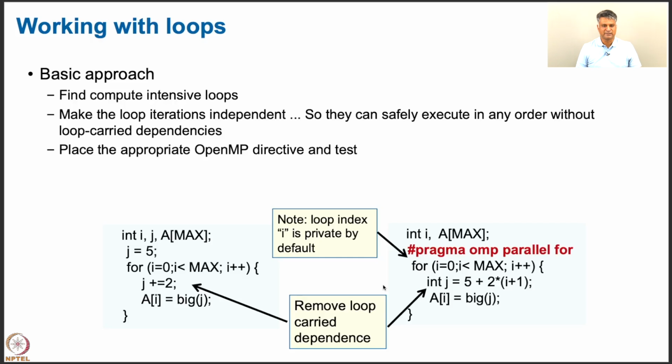If you look at a simple programming snippet over here, where I am adding the number 2 to every value of j, I can make it into a parallel program by using this directive over here. So we try to remove the loop carried dependence in this example.